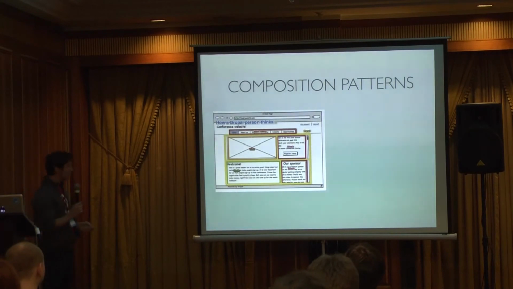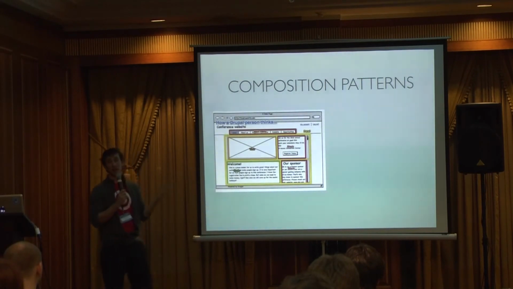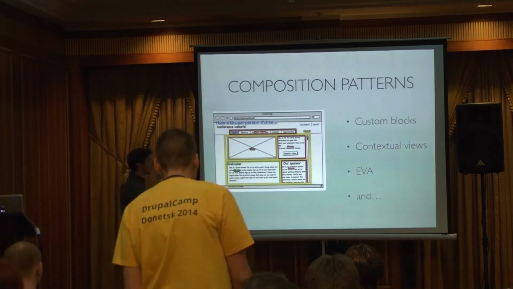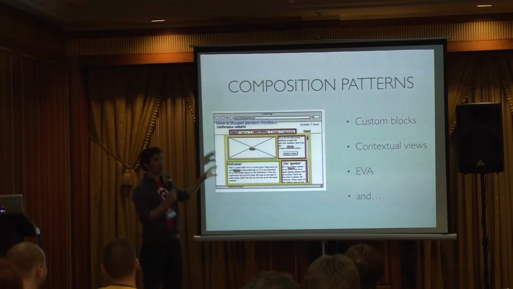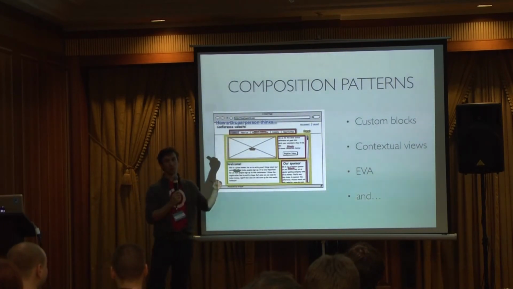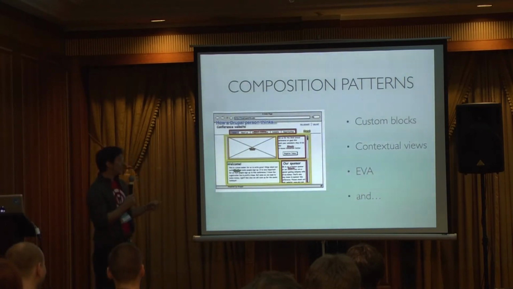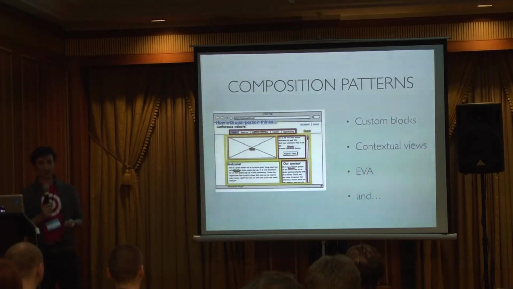So, composition patterns. When you build layouts for your site, what you're basically doing is applying different composition patterns. We have seen them evolve from using custom blocks and creating contextual views. So you have a main content area, and then with the contextual view, you would add some related content, for example. Then entity views attached. These are all the classic approaches that we have seen in Drupal 6 already.